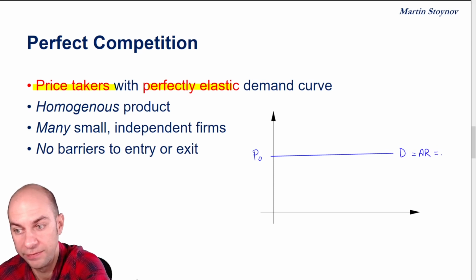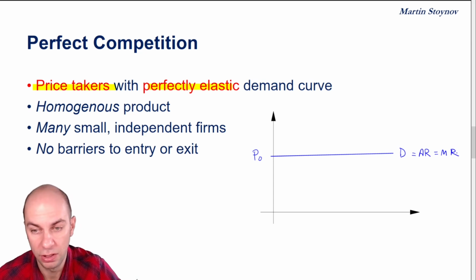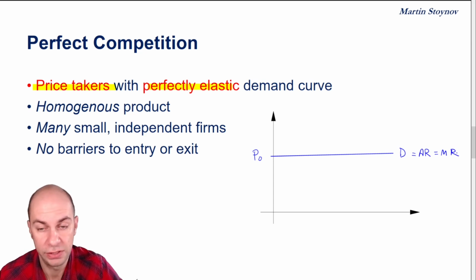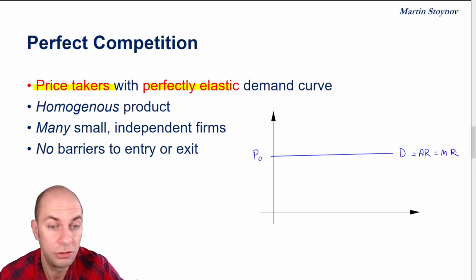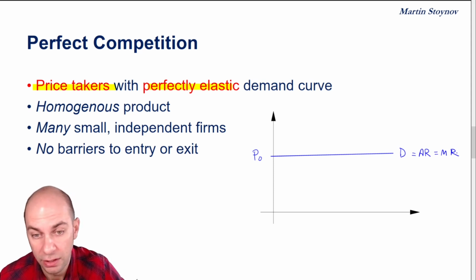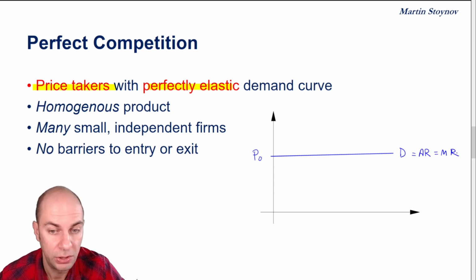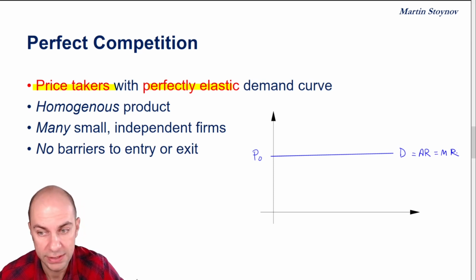And because it is flat, it is also our marginal revenue curve. So remember, average revenue is just simply the sales divided by the number of units sold. So that'll be just equal to the price. We're selling them at the same price. Marginal revenue will be just the additional revenue from selling an additional unit. That will also be equal to the price because we are selling all units at the same price.